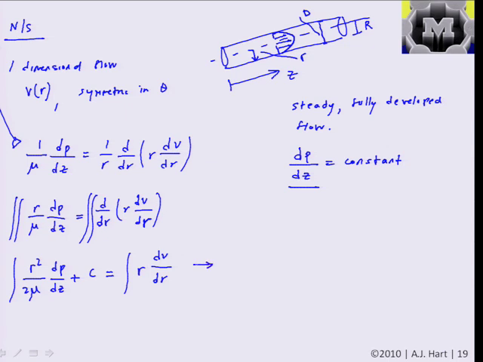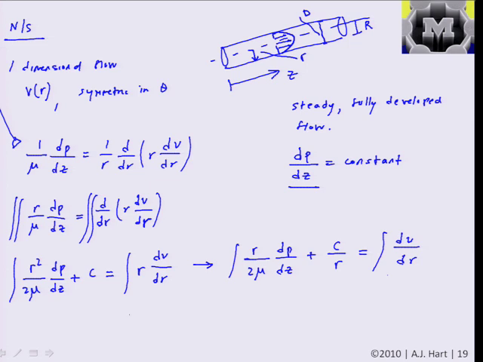And we can take the r from the right side and divide it out on the left side. So now we can just take the integral of r divided by 2 mu dP dz plus our constant divided by r equal to the integral of dV dr.